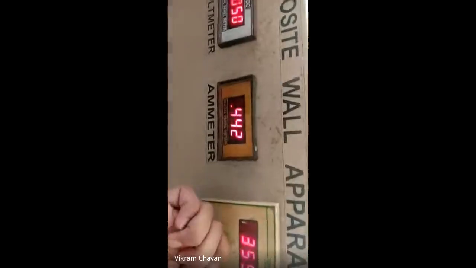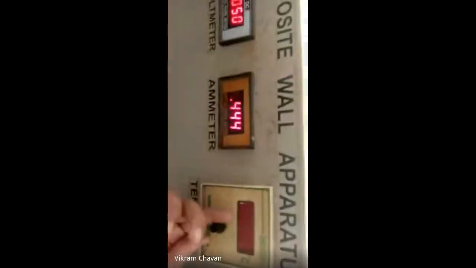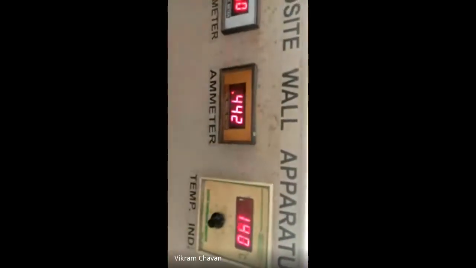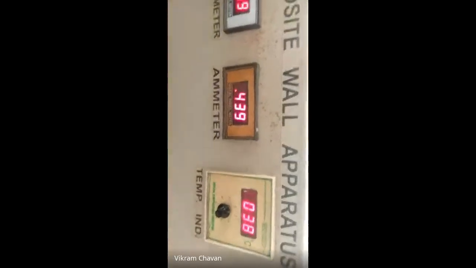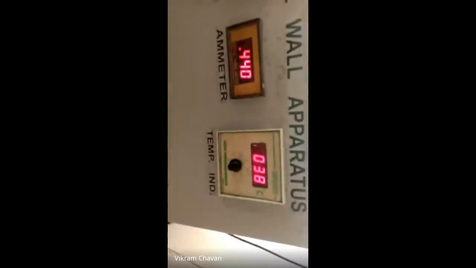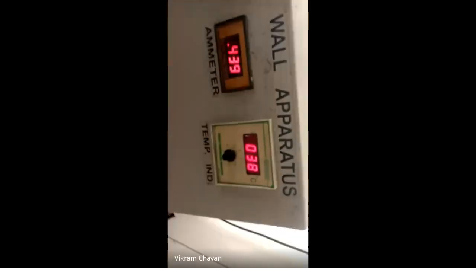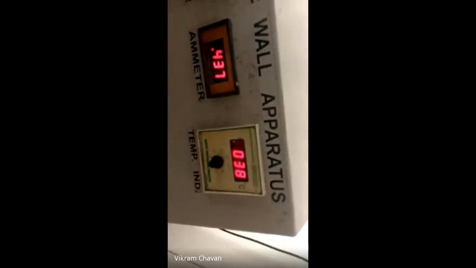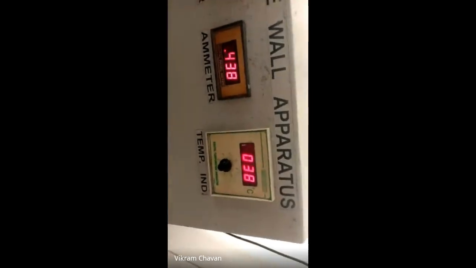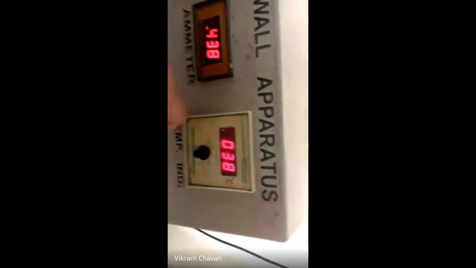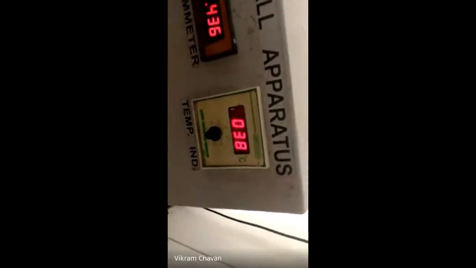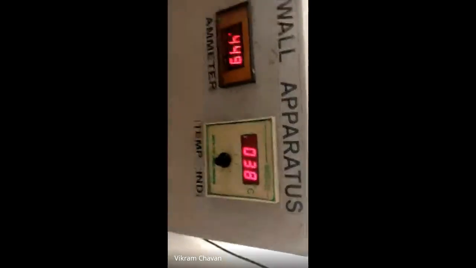And T8 is also not working, so we can consider the T7 reading for the T8. T7 is 38, so we can consider the reading of T7 as the reading of T8, as both thermocouples are placed equidistant from the center position. Actually we are taking the average, so 38 plus 38, we will take as 38 only.